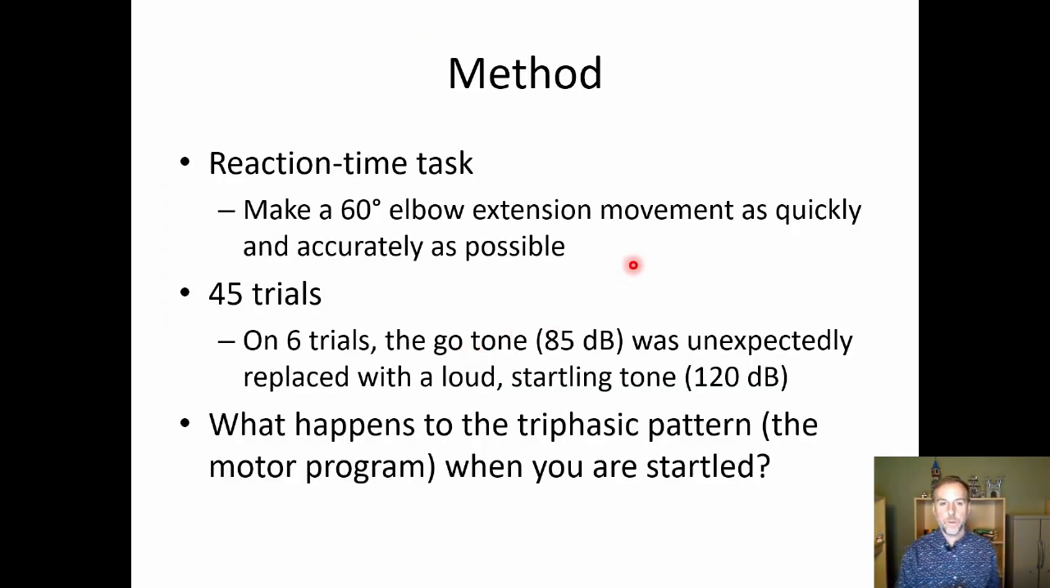Just like the previous experiment, you're making these 60-degree elbow extension movements as quickly and accurately as possible. So there would be a target that's 60 degrees away that you're moving to. There's 45 total trials, so not a very long experiment. And randomly on 6 of those trials, we're going to replace the happy go tone with the startling tone. And the question is, what is going to happen to the triphasic motor program when you're startled?